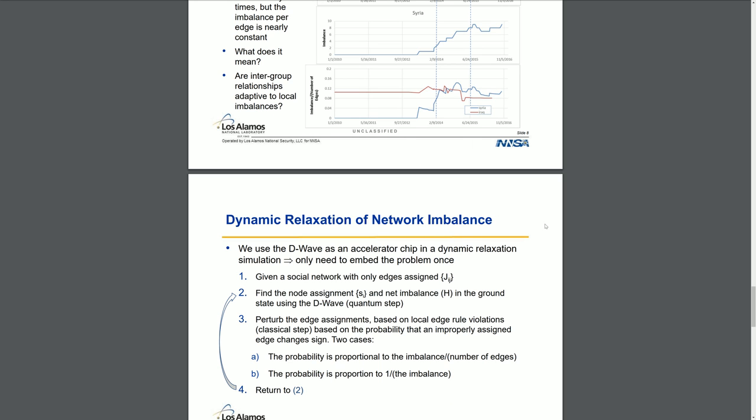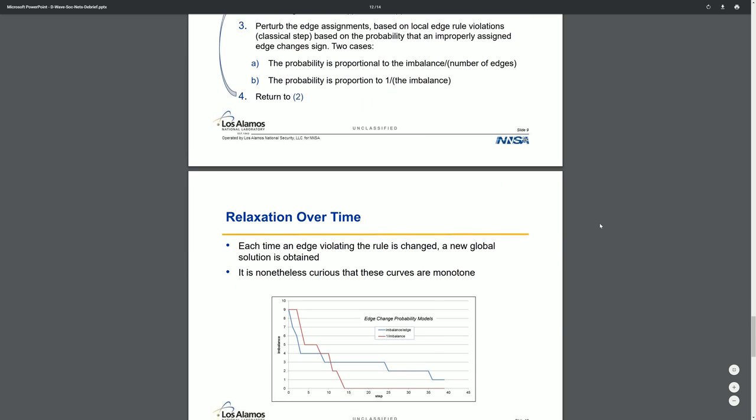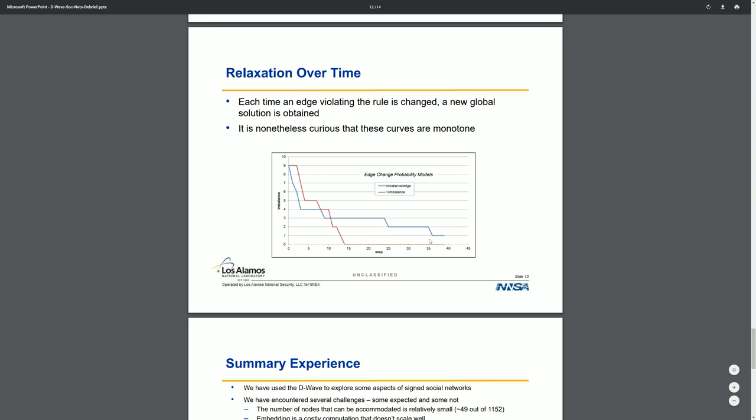Dynamic relaxation of network imbalance, how they try to solve it, that they show their relaxation over time. It got better each time an edge violating the rule is changed, a new global solution is obtained. Finding the violation and then presenting a new global solution, which is then obtained, solved, and that's how they try to make it better.